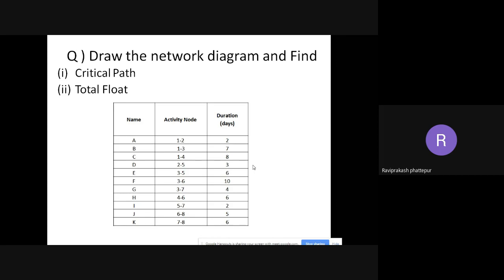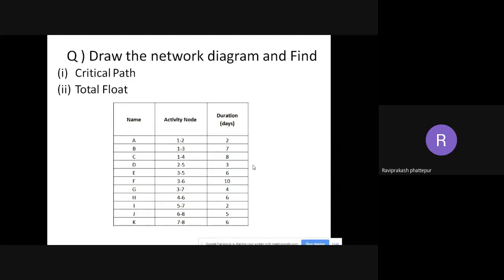Done. Have you copied? No, sir. Yes. Quick, students, those who have not yet copied, I'll wait for another 10 seconds.